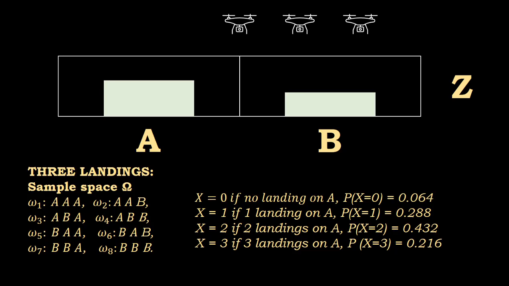And finally, what's the probability of X taking the value 3, which is that there are 3 landings on A? Okay, there is only one outcome in which that happens, which is omega 1. So we need to do the probability of A, which is 0.6 times 0.6 times 0.6. And that gives us 0.216.